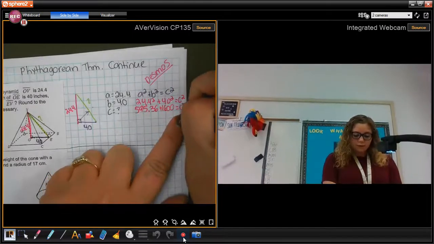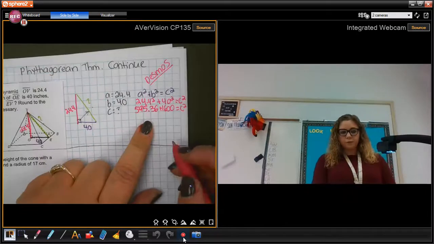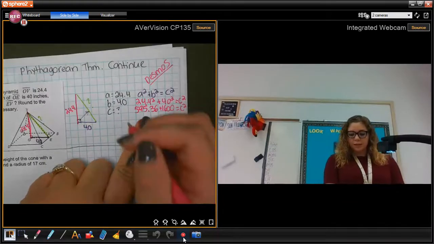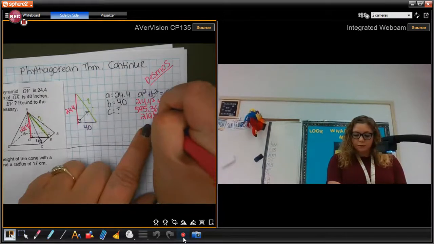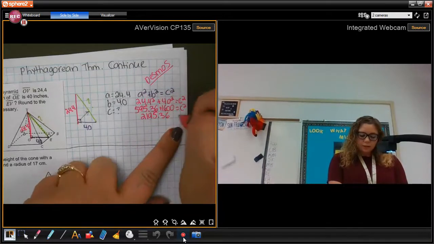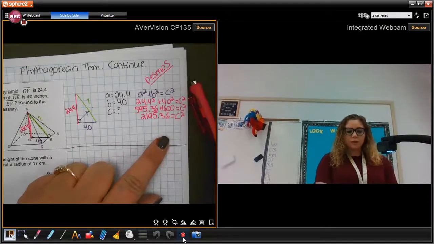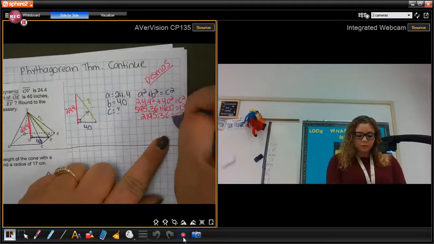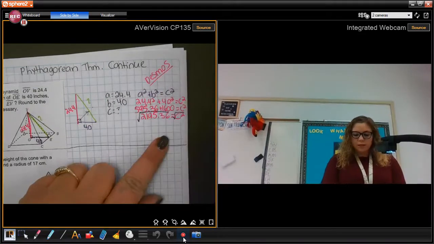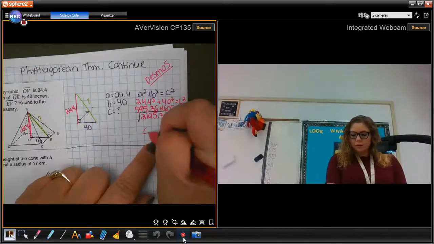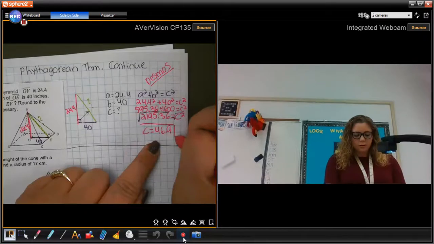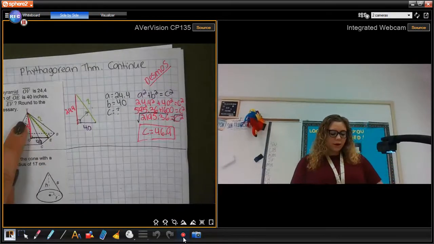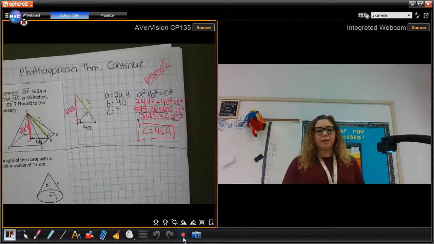And you're left with C squared. You're going to add these two together and you get 2,195.36 equals C squared. Then you're going to take the square root of both sides and you get C to equal 46.9. So that length right here is 46.9.